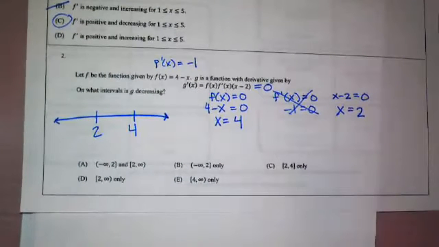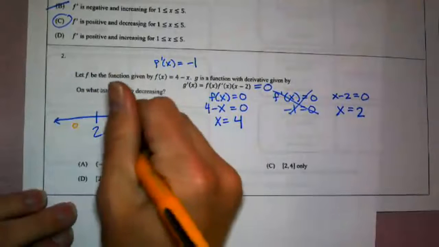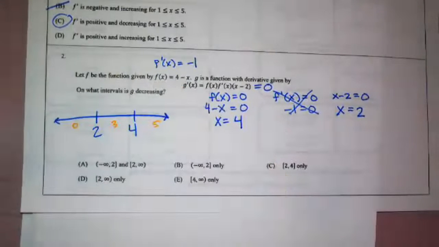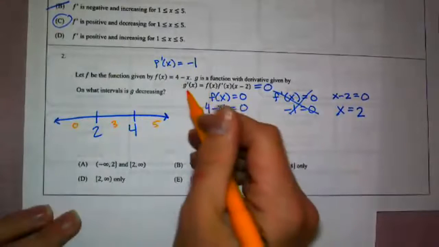All right, so that gives me my critical numbers. Now, how do I figure out if we're increasing or decreasing? Figure out if it's positive or negative. So I'm going to test 0, 3, 5. And what are we plugging it back into? The derivative, which is this guy right here.